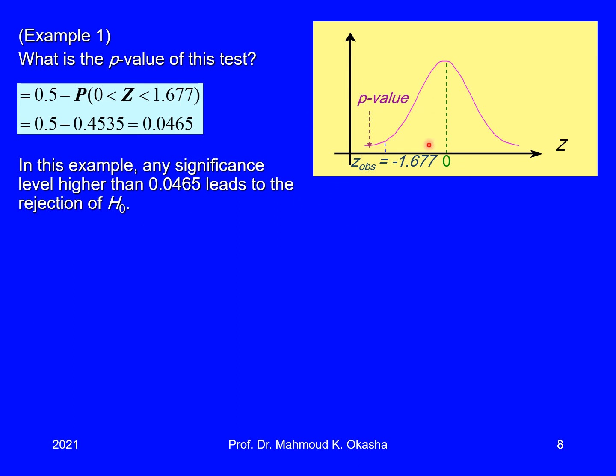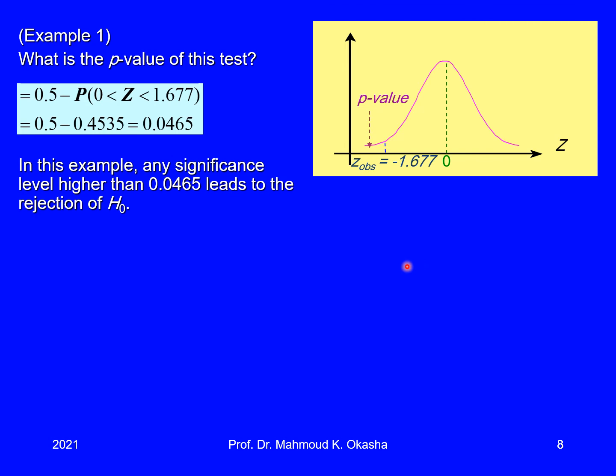To calculate this area, because the table gives us this area, we say that it is half minus this area, z from 0 to 1.677, and that will be 0.0465, which means that the p-value is 0.0465, which is, as we mentioned earlier, less than 5%.